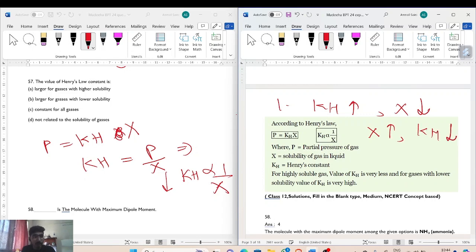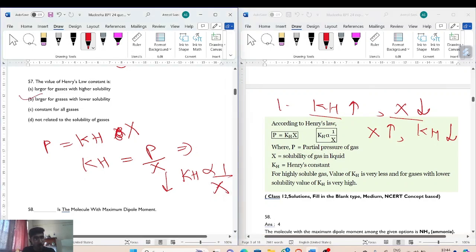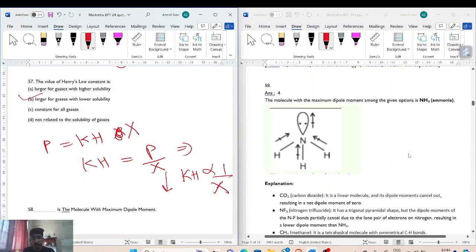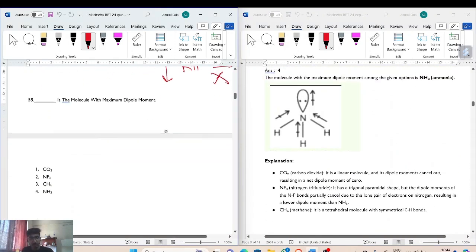So here we have to tell when the Henry law constant will be larger. It will be larger when the solubility is less. When solubility is less, Henry law constant will be larger. So our correct answer will be larger for gases with lower solubility, option number B. Now comes question number 58.